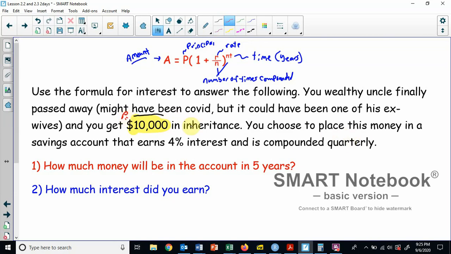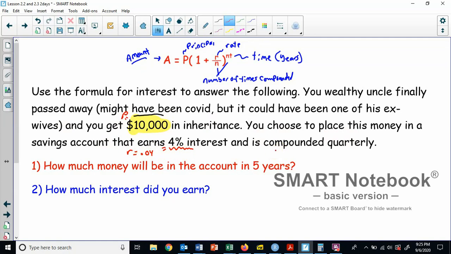It says you choose to place this money in the savings account and it earns 4% interest. This is almost the R, but it's not quite. This is going to be exactly like the last percentage problems we did. Anytime I want to use percentage, I got to make it a decimal. So that will be our R, 0.04. I'll move the decimal place back twice.